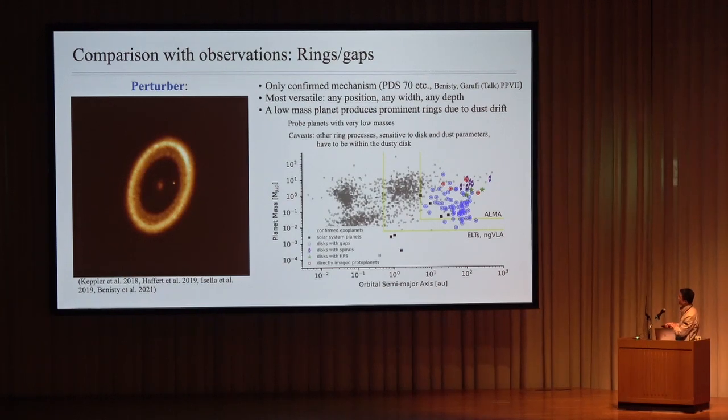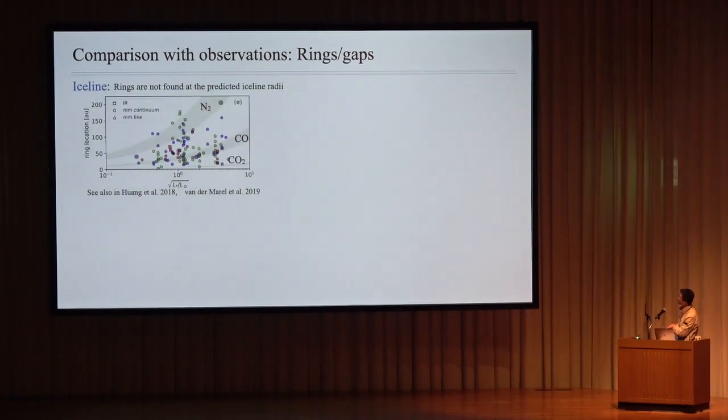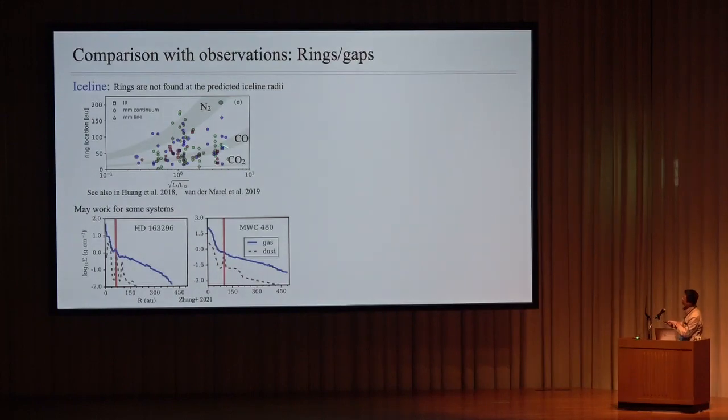So could the rings be induced by the ice line? Current observations seem to not support this mechanism. If you look at all the rings, they are kind of everywhere. They do not actually coincide with these predicted ice lines. But in some cases, you do find some good correlation between the ice line and the dust rings.